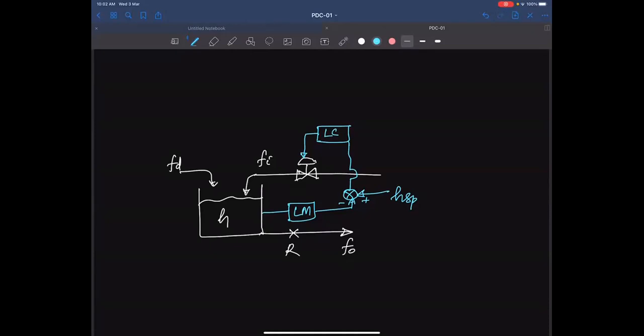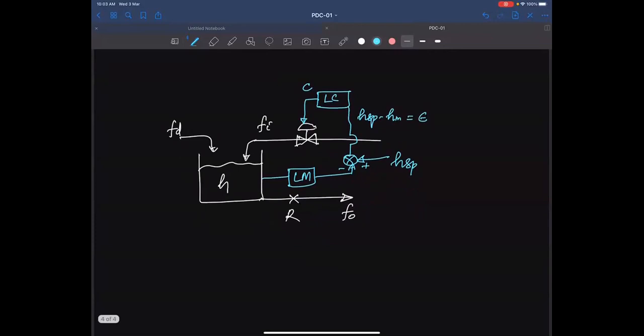So what is the information going to the controller? This is the set point minus H measured, so this is your error. The controller output is called C. So we have various blocks now. This diagram is visible, and H is measured by the level measurement. How do you measure the level of a system? Even a pressure gauge will give you a measurement of level. So this is your H, and it comes out as HM, the measured value.